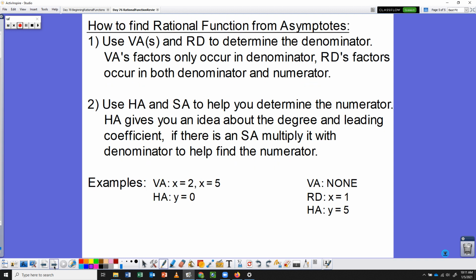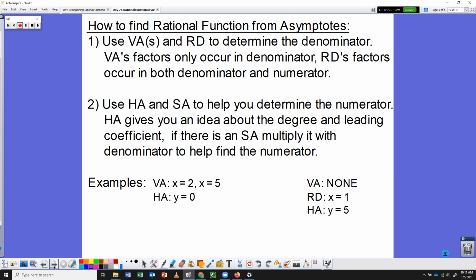And then last but not least, if somebody's going to ask you to find a rational function from knowing information like the asymptotes and the removable discontinuities and all of that, that's what we just practiced with at the beginning of this. You're going to use your vertical asymptotes and your removable discontinuities to determine the denominator. Vertical asymptotes are factors that only occur in the denominator, and removable discontinuities would be factors that occur in both the denominator and the numerator. So you want to make sure you're putting them in there. We always start with the denominator first.